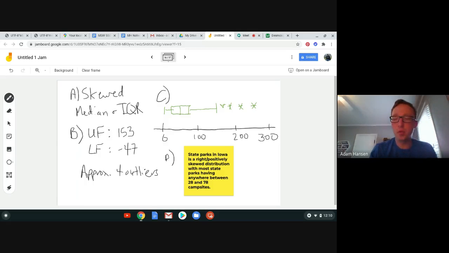All right, that should wrap up part 2 of Standard 4, summarizing quantitative data, where we've looked at using mean and standard deviation to summarize symmetric data and how to find those types of values, mean and standard deviation.